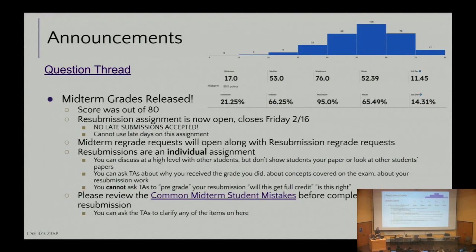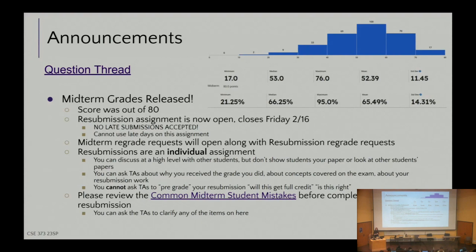Anyone else? Okay, cool. Like I said, this is honestly a pretty good score. If we end up with something in the 80s on our overall median, you're doing pretty well.